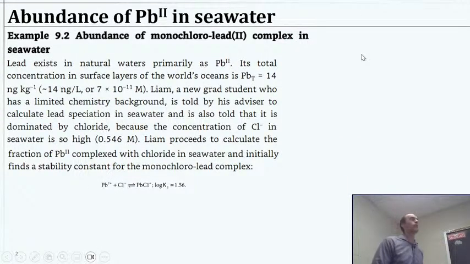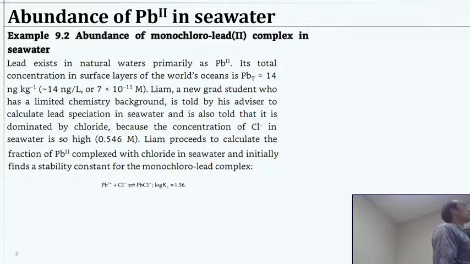of a problem. So we have lead 2 in seawater. Lead exists in natural waters as lead 2. Total concentration in the surface layers of the world's ocean is approximately 14 nanograms per kilogram. That's 14 nanograms per liter, or if we change that to molar, 7 times 10 to the minus 11th moles per liter. So we've got Liam. He's a new grad student, and he only knows a little bit of chemistry, but apparently he's a go-getter. He's told by his advisor to calculate the lead speciation in seawater.